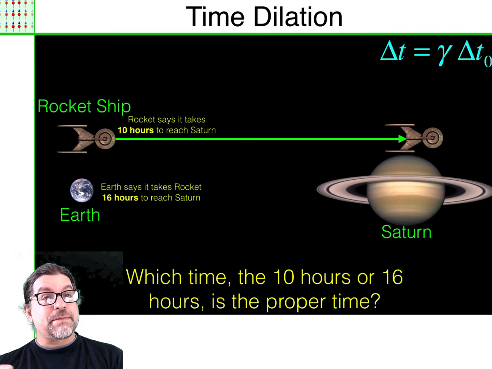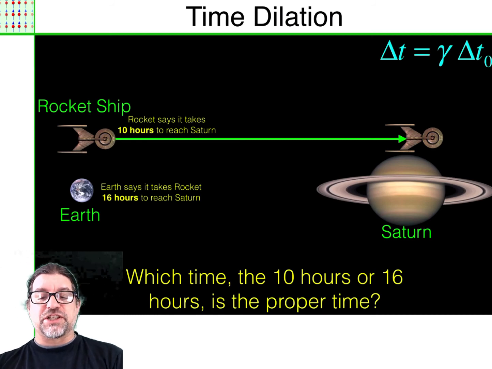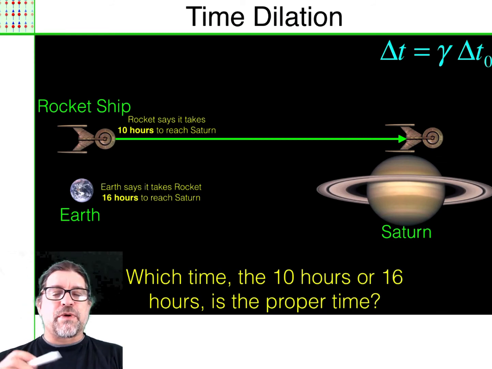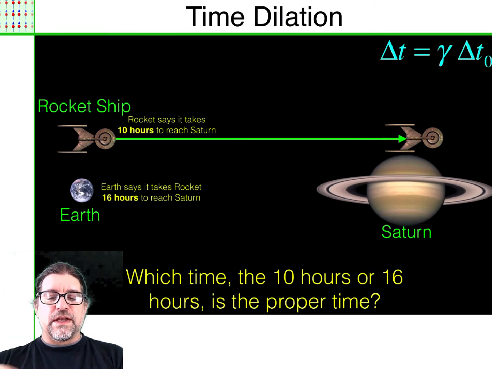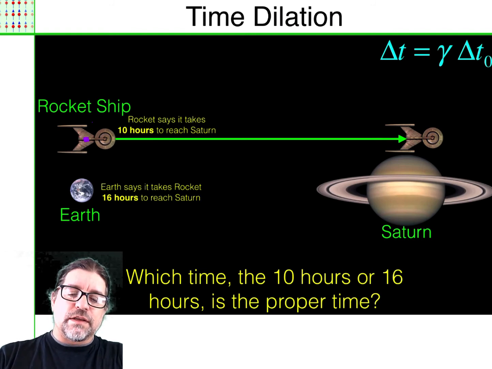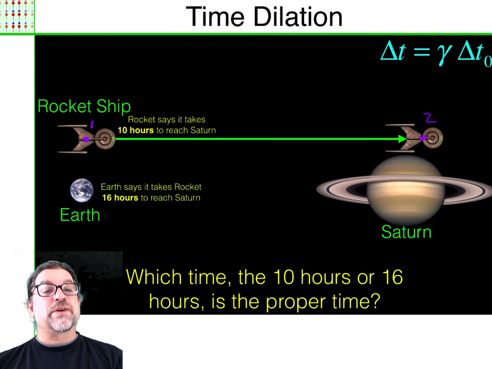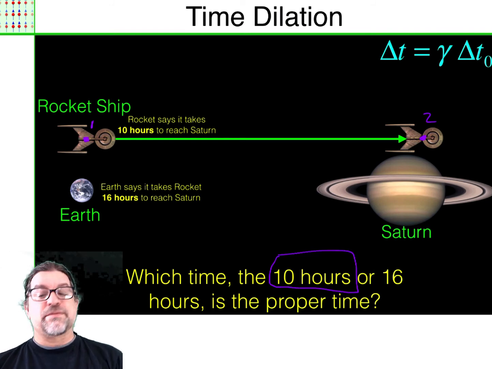Just a quick reminder. What is the proper time? So I have a rocket ship here, and the rocket says that it took 10 hours to reach Saturn. And Earth says that it took the rocket 16 hours to reach Saturn. So which of these two times is the proper time? Remember, the proper time is for two events at the same location in the reference frame of the object. Event 1 is when the rocket is here, and event 2 is when the rocket is here. Those two events happen at the same location in the reference frame of the rocket. So the proper time is the time as measured by the rocket.